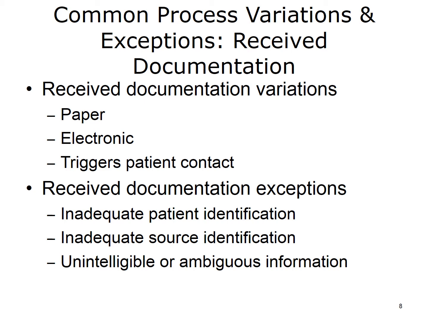For example, a discharge summary that lists a discharge prescription for a medication that is redundant with one the patient was taking prior to hospitalization, a hospitalization for a poorly controlled chronic condition, or a hospital discharge summary that indicates necessary follow-up with the primary care provider. Common exceptions with external documents include inadequate patient identification, inadequate source identification, and unintelligible or ambiguous information.